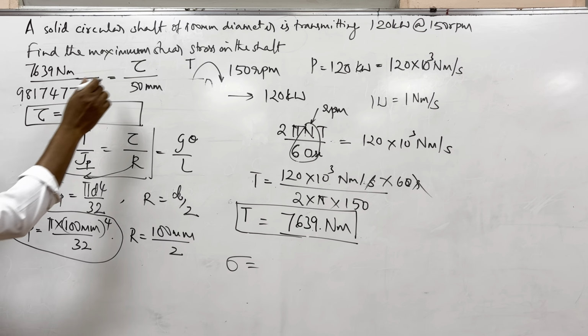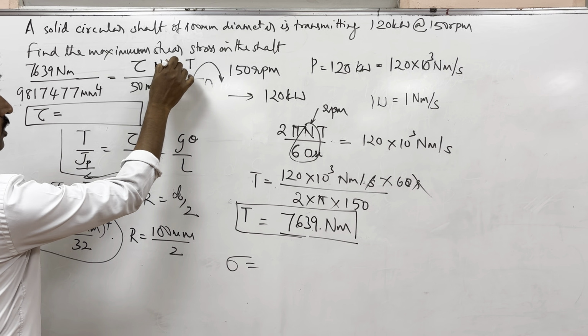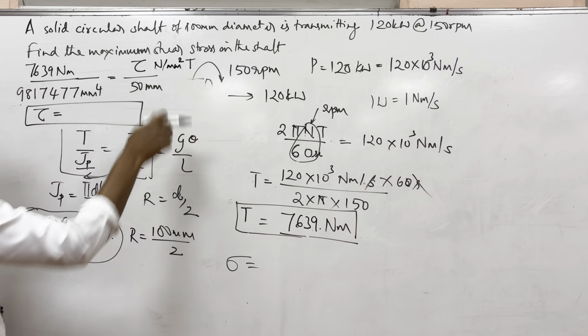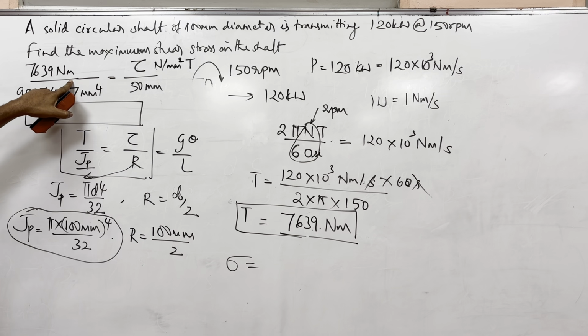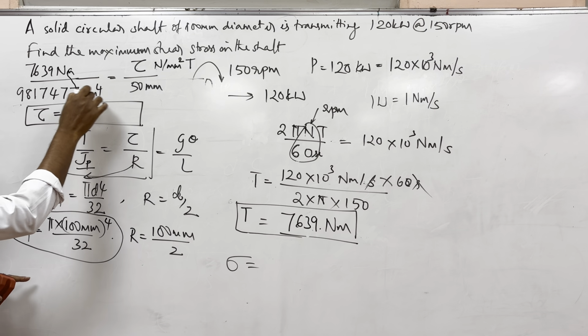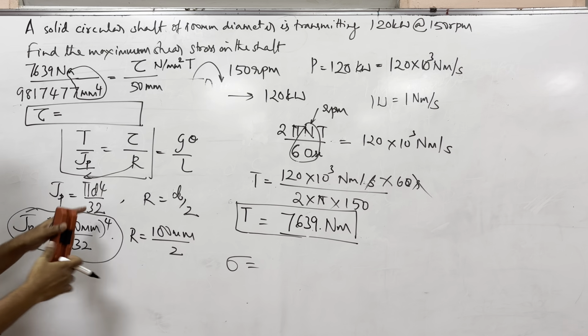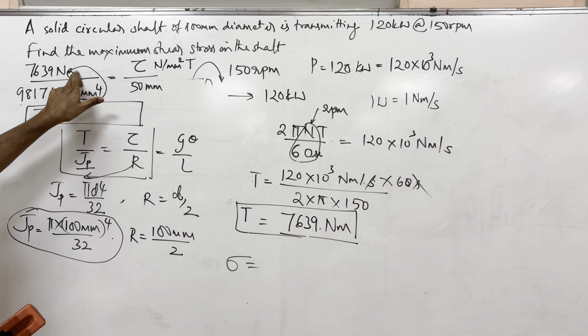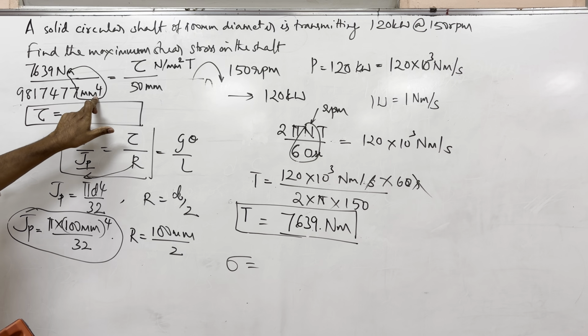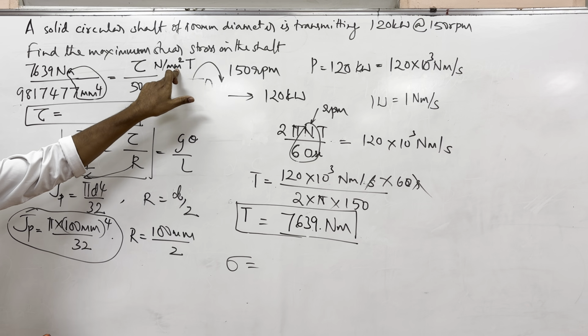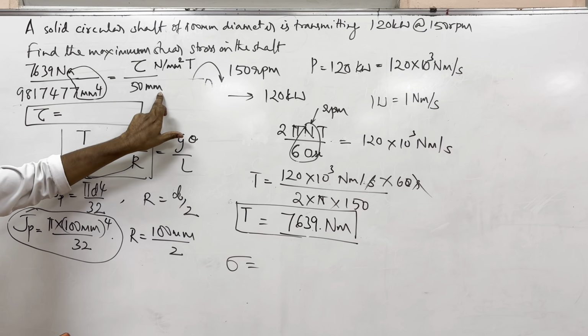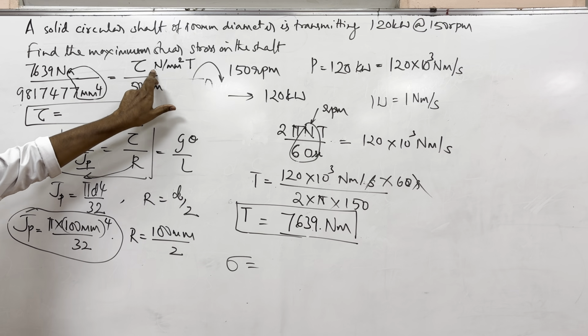So you can check these values here. Now the shear stress unit is Newton per mm square. If you see here, millimeter to the power of 4 in the denominator becomes millimeter cube with the meter, and here also millimeter square, if it comes here, it becomes millimeter cube. So the units are balancing.